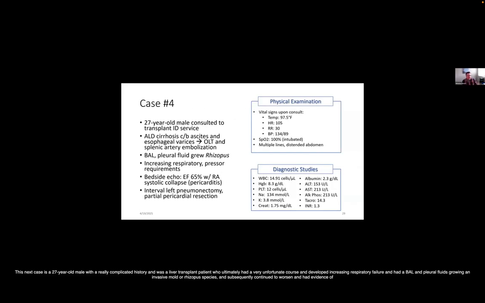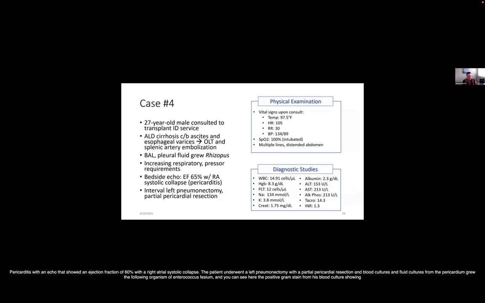This next case is a 27-year-old male with a really complicated history who was a liver transplant patient who ultimately had a very unfortunate course and developed increasing respiratory failure, and had BAL and pleural fluids growing an invasive mold, a Rhizopus species, and subsequently continued to worsen and had evidence of pericarditis, with an echo that showed an ejection fraction of 60% with a right atrial systolic collapse.